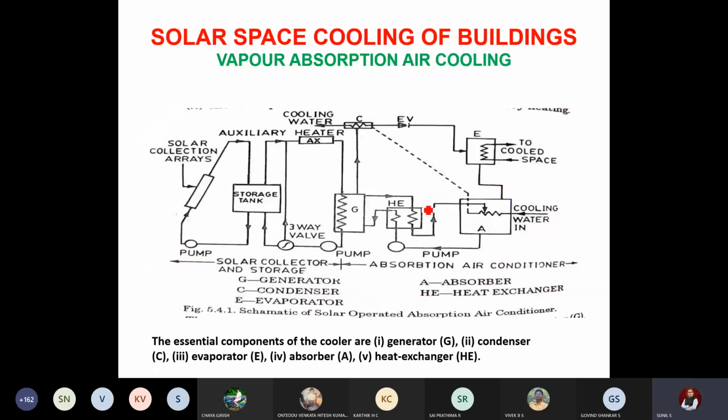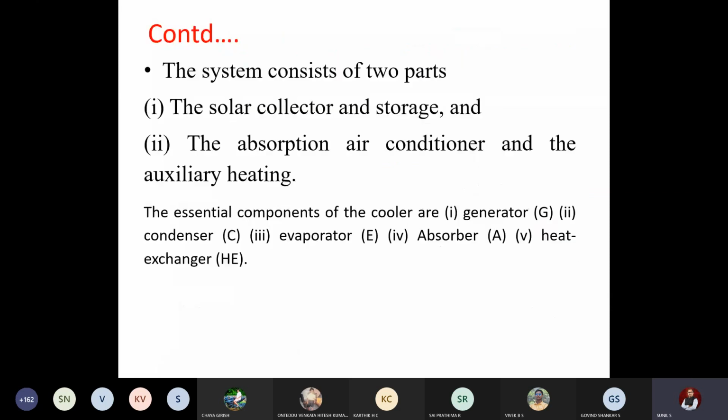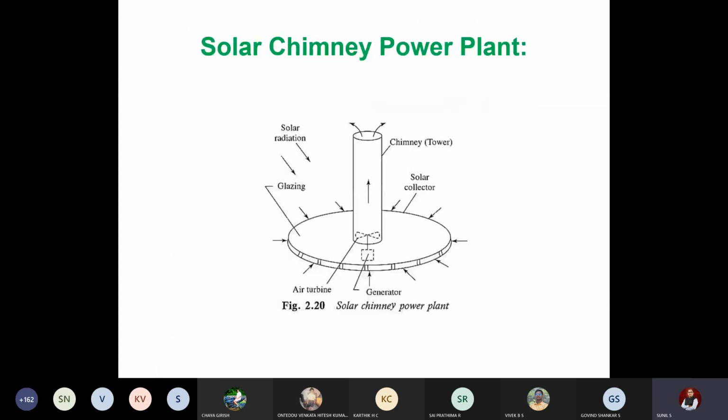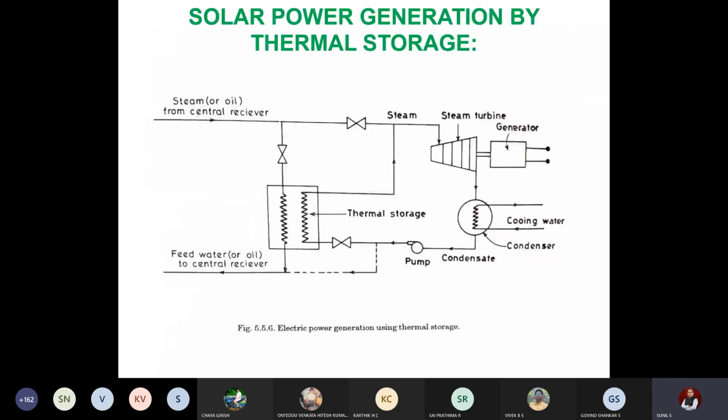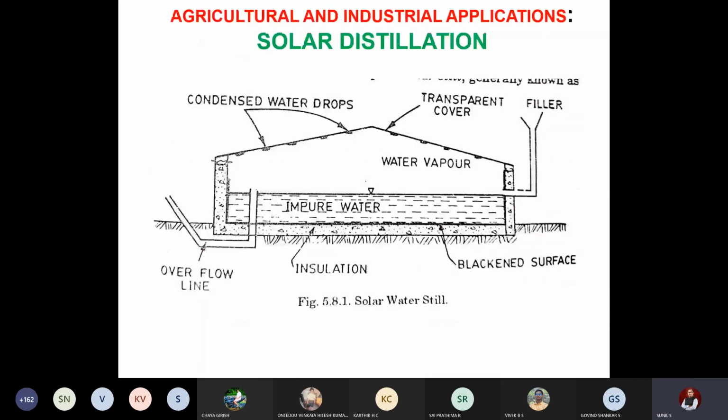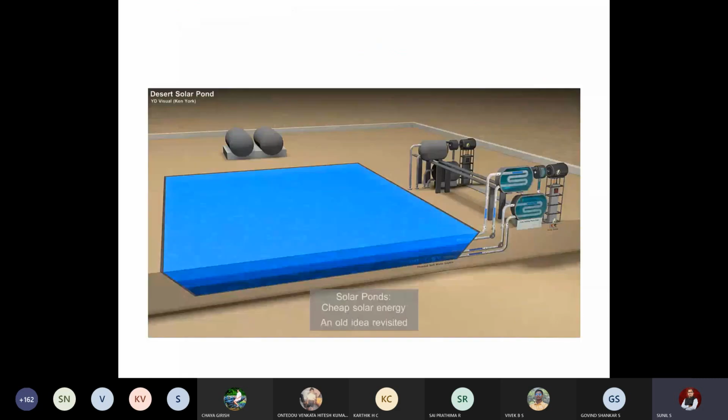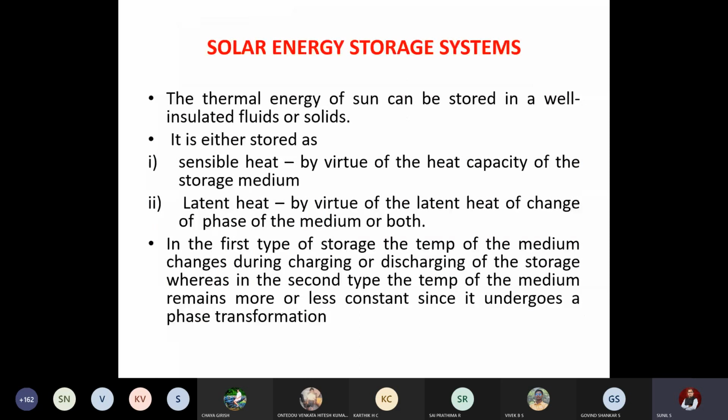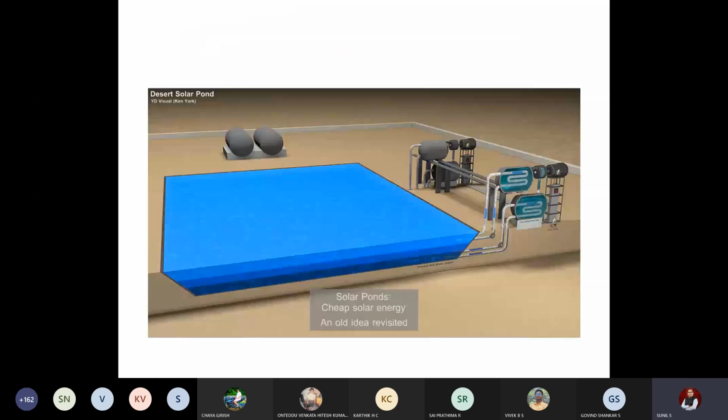Next, we had discussed vapor absorption, air cooling, then solar pond, solar chimney. Thermal storage we discussed today. Solar distillation applications. Then today we have discussed the storage of solar energy in the form of latent heat and sensible heat. So I'll display a video related to the solar pond. You can just go through it.